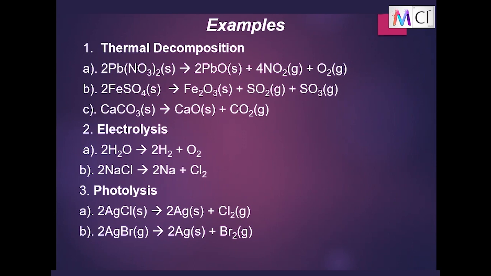Photolysis. When silver chloride or silver bromide are exposed to sunlight, the process of photolysis takes place. Silver chloride on exposure to sunlight gives silver plus chlorine gas liberated. Silver bromide on exposure to sunlight gives silver plus bromine gas liberated.